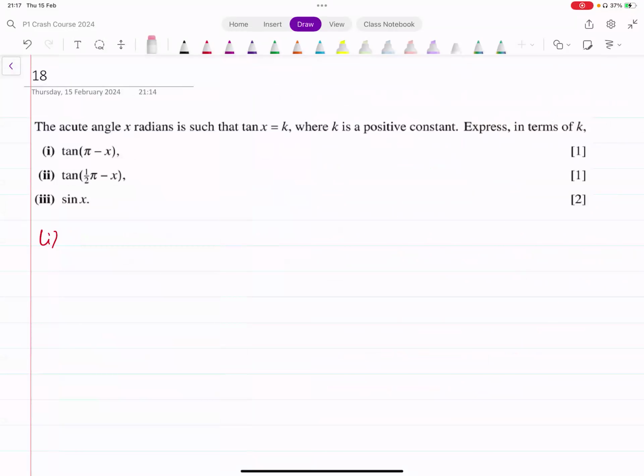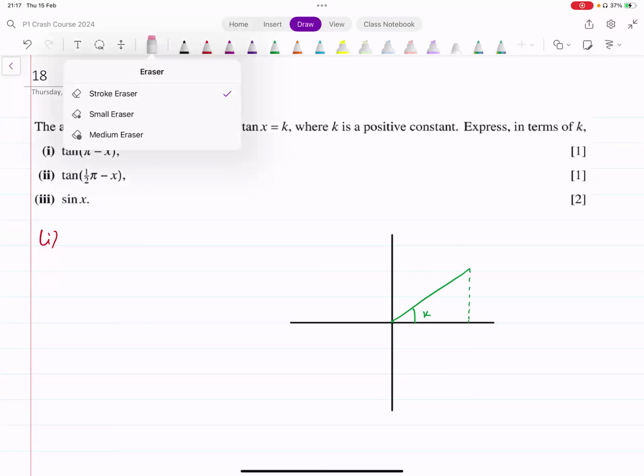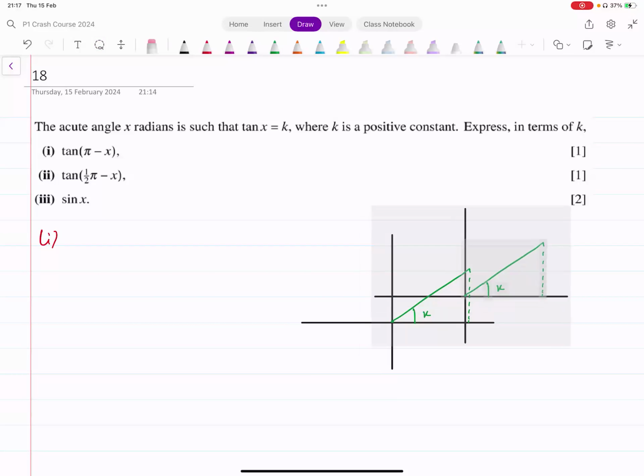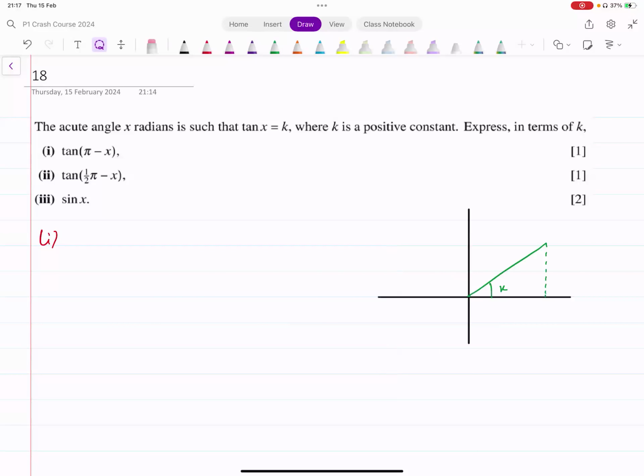Let's have a look at this. It says acute angle x radians is such that tan x equals k. We're talking about an acute angle. That means the first quadrant. We are here in the first quadrant. X is acute. That's here. Tan of x equals k. So if we were to make a right angle triangle here, we can just find all those sides. They are going to help us at some point in this question. So let's just do that working once, so that whenever it's required, we can use that.